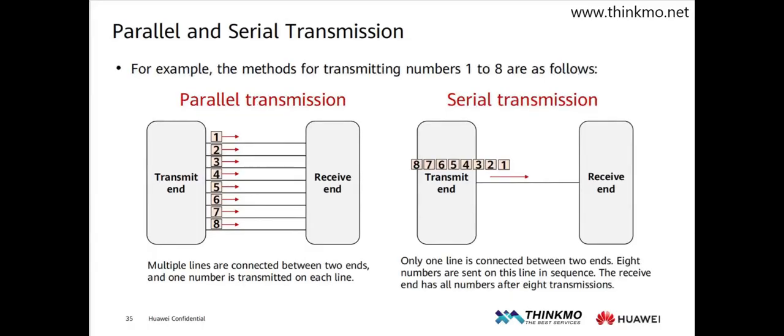Right? It only has one line, but because it can only transmit one bit of data at a time, it takes longer to transmit large amounts of data. However, the cost is relatively low, and there aren't many interference factors. This is our serial transmission. Now let's summarize and compare the two.